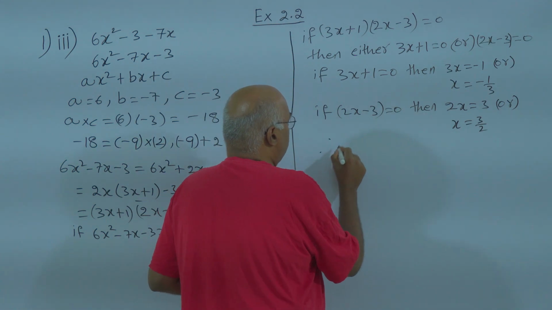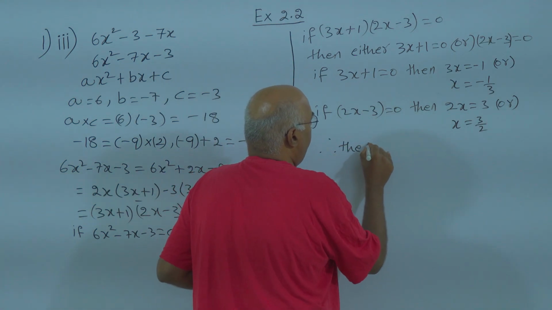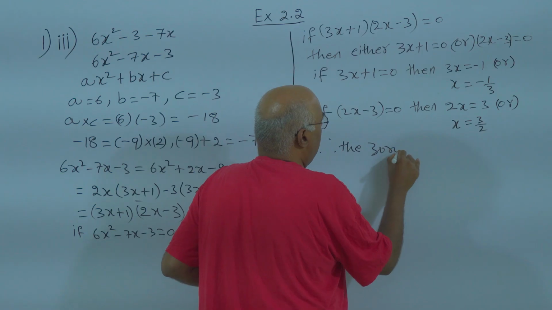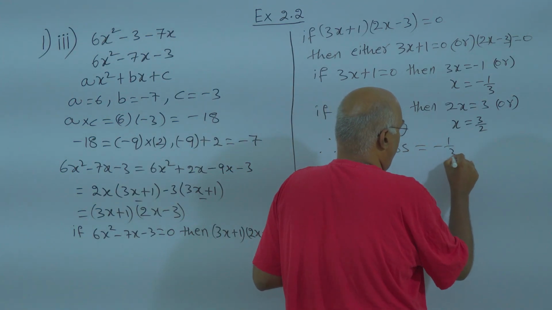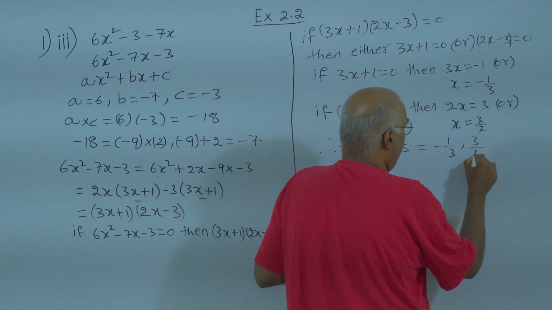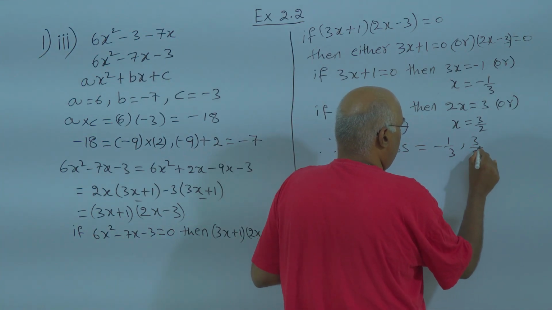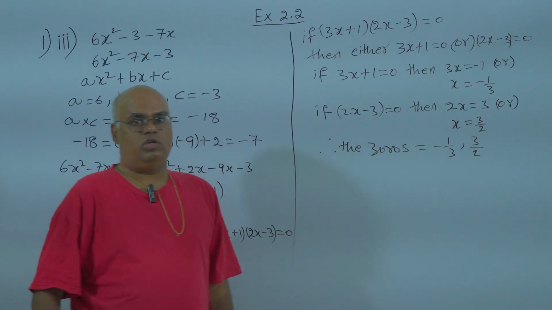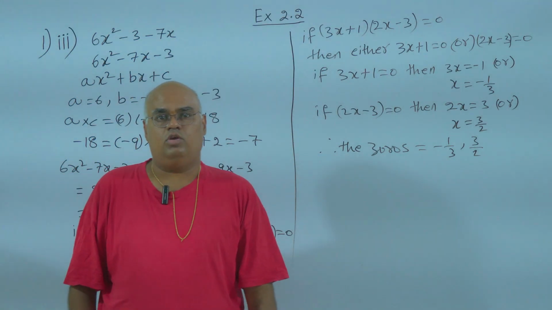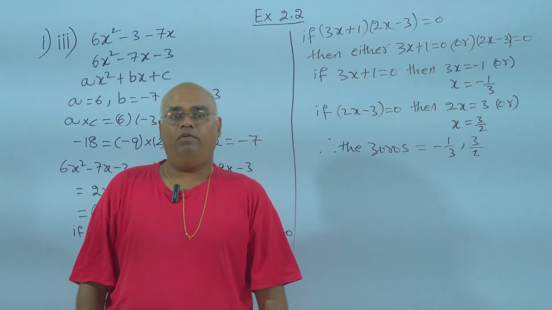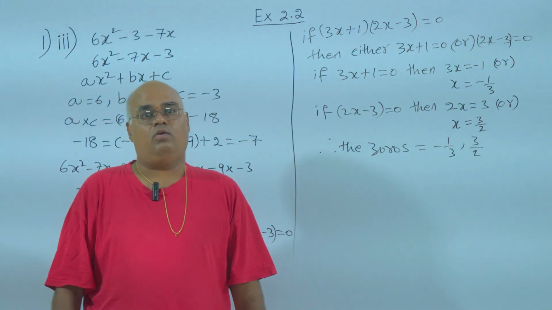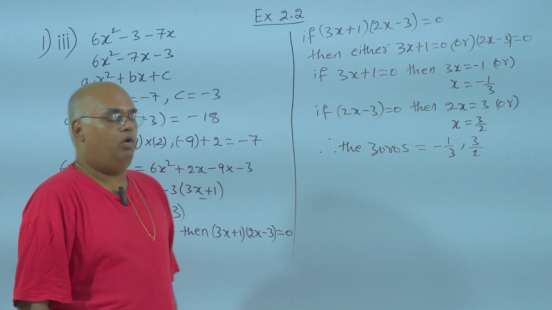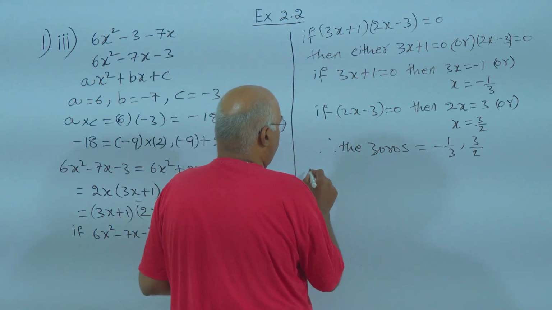Therefore, the zeros of the polynomial are nothing but equal to minus 1 by 3, comma 3 by 2. So we got the two zeros of the given polynomial. So we solved the first part of the answer. Now we need to verify the relationship between the zeros of the given polynomial and the coefficients of the given polynomial. So let us find the sum of zeros.